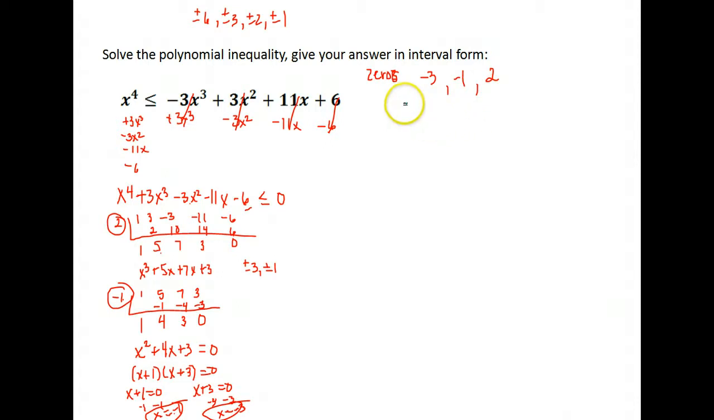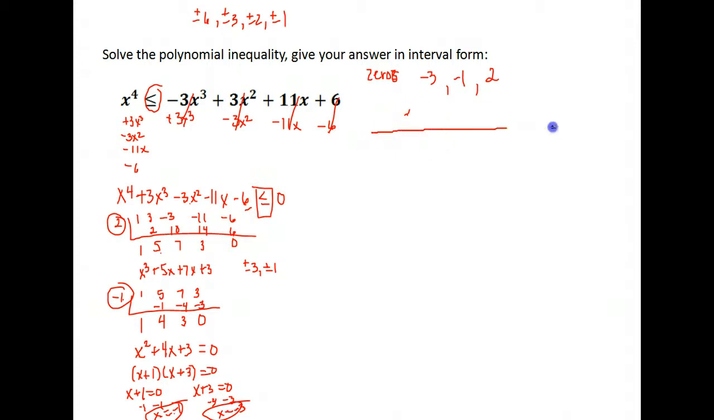Now, if we were just trying to find the zeros of a polynomial, we would be done. But that's not what we're just trying to do. We're trying to solve an inequality. So we have to continue because it's not just exact values, it's going to be intervals, not just things that make the polynomial right here equal 0, but the things that make it less than or equal to 0.